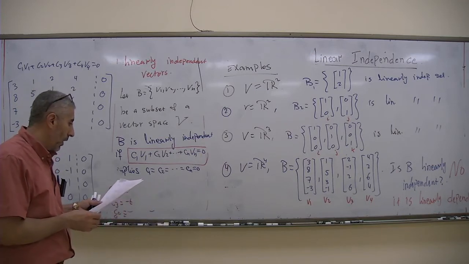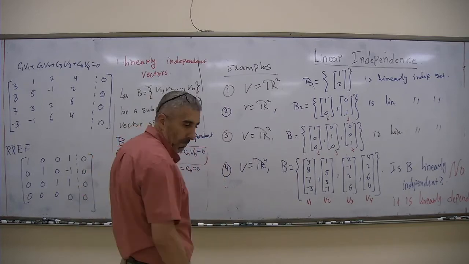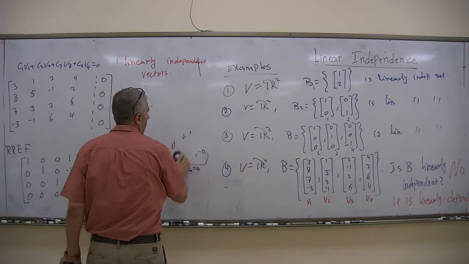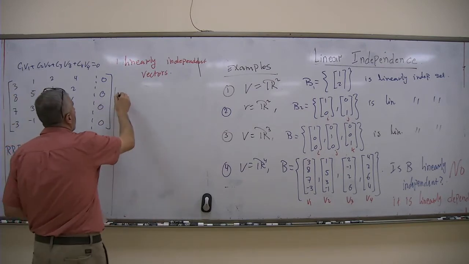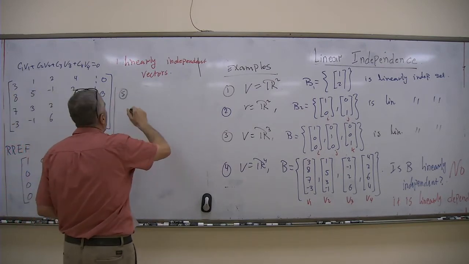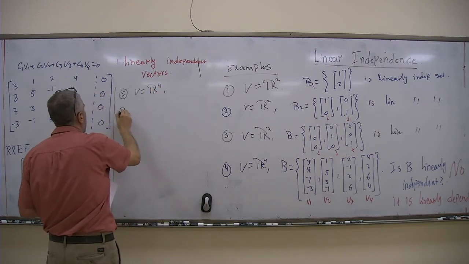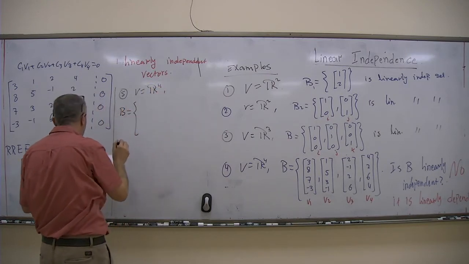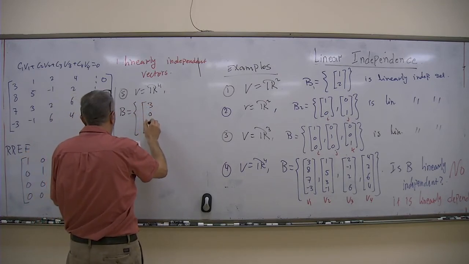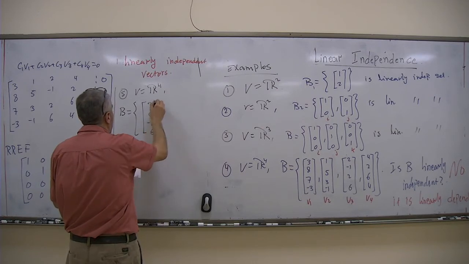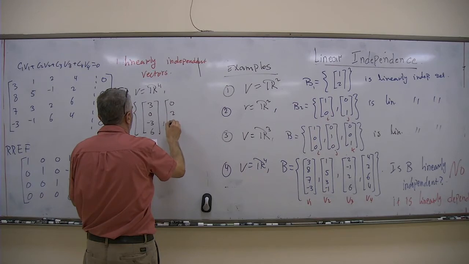One more example, and I'll leave it for you to do as an exercise. I'm going to change the question here. Five. Again, V equals R4, and B is this set. (3, 0, negative 3, 6), (0, 2, 3, 1).